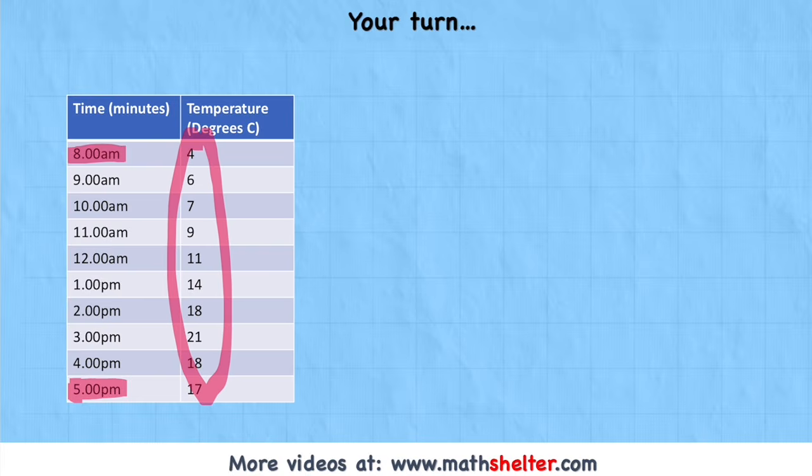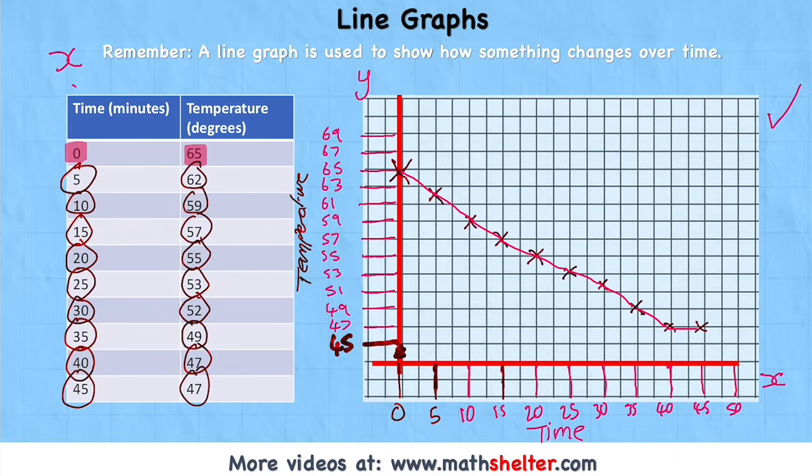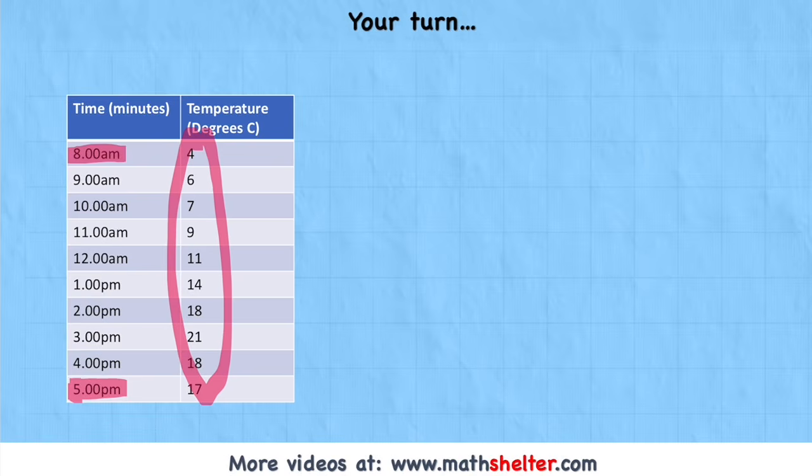So your task is to get yourself some squared paper, or if you've not got that, just try and do your best job on some plain paper, and try and create a line graph that looks similar to the line graph that we created a moment ago. So press pause on the video now, take your time. If you need any help, go back to the parts of the video that gave you that help. Good luck. Press pause now.